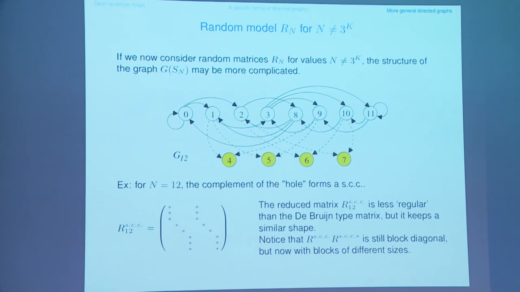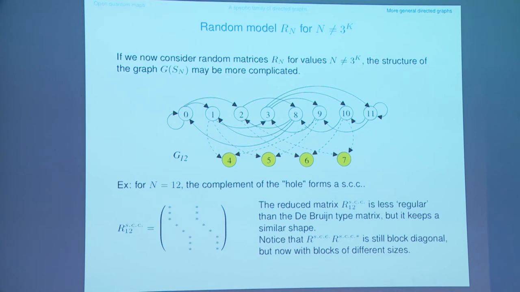So here I just give an example where n is 12, after 9, which is obviously not a power of 3. You see that the matrix reduced to the strongly connected component has this structure, which is a bit like the one before, but less regular. We have some bunches here with three elements, then one element, then three elements. So it is a bit less regular, but it still has the same type of shape.